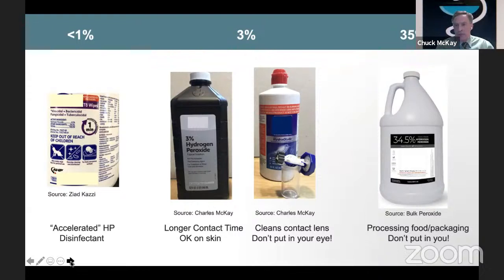It can be purchased over the internet or in supply houses, and it's very confusing because it's listed as food grade, but that has nothing to do with you taking that in as food or even on your food. We'll go to the next slide.